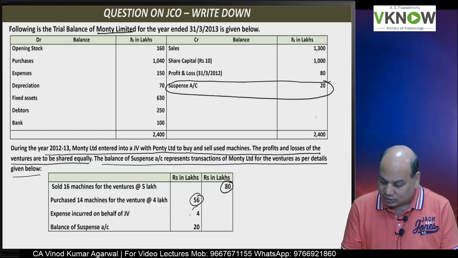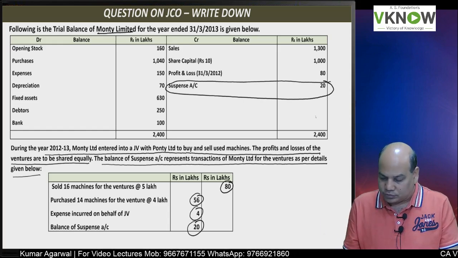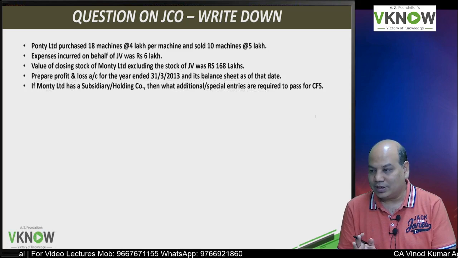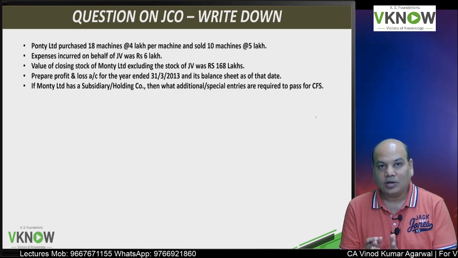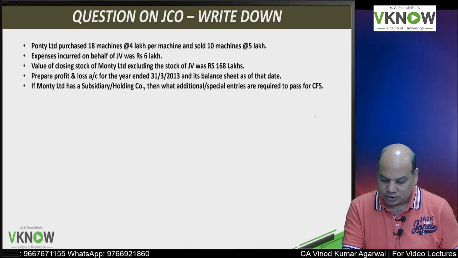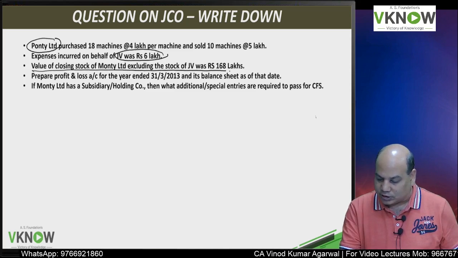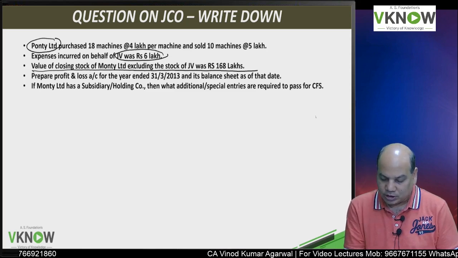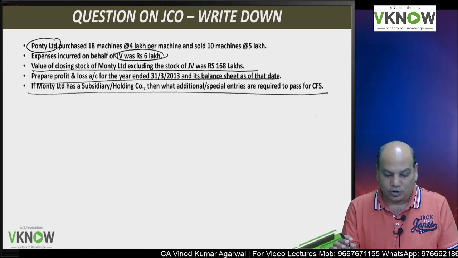So these are the details of the transactions which Monty Limited has entered into on behalf of the joint venture, and the other venturer Ponty Limited has also purchased 18 machines at rupees 4 lakh per machine. He has sold 10 machines at rupees 5 lakh. Expenses incurred by Ponty Limited on behalf of the JV is 6 lakh. Closing stock of Monty other than the stock of JV was 168 lakh. Prepare P&L account and balance sheet, and say whether you are going to pass any additional entry for CFS.